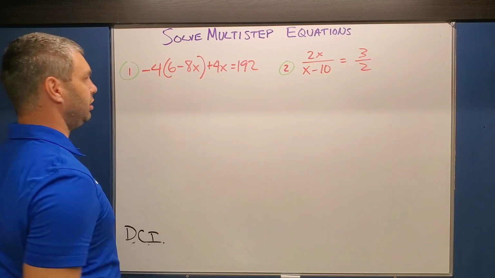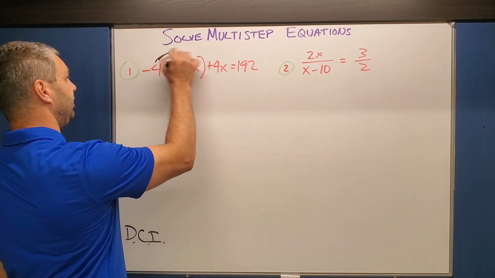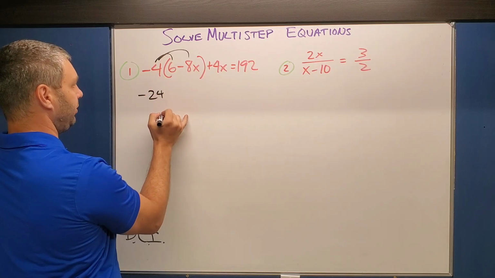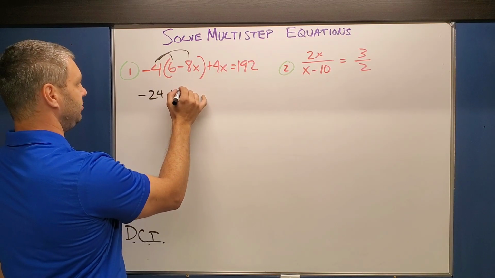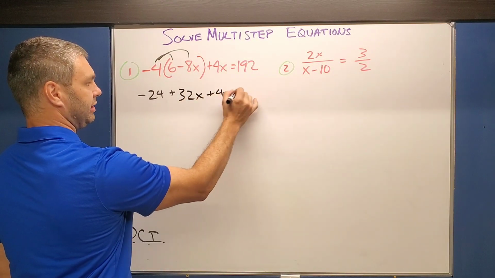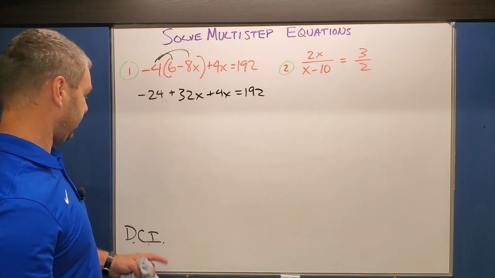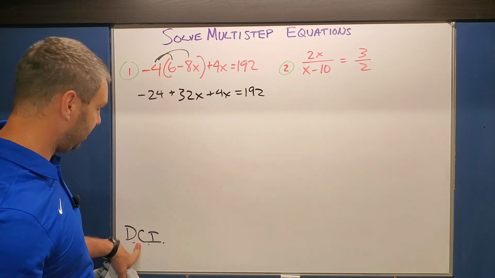So first off, distribute. In this one, is there anything I can distribute? Yes, there is. I can distribute this -4 and get -24. Negative times a negative is a positive. 4 times 8 is going to be 32x. And I'm going to bring down the rest, plus 4x equals 192. Okay? Now, that's the D. Can I distribute anything else? No, I cannot. So then I'm going to go to combine.